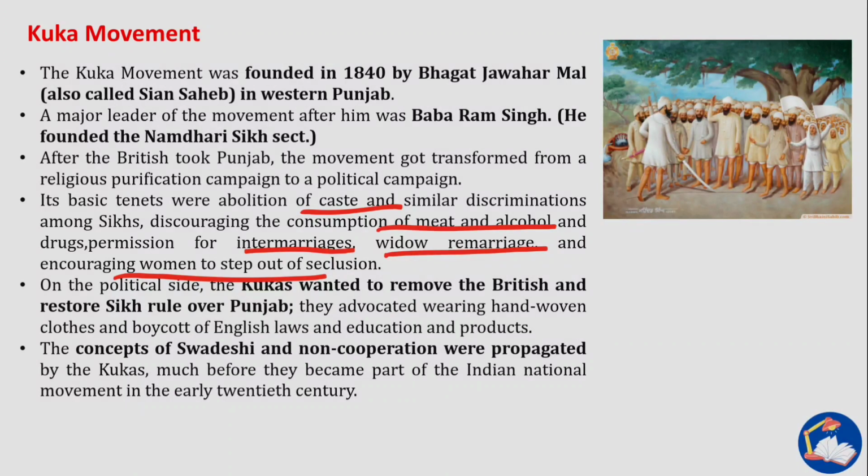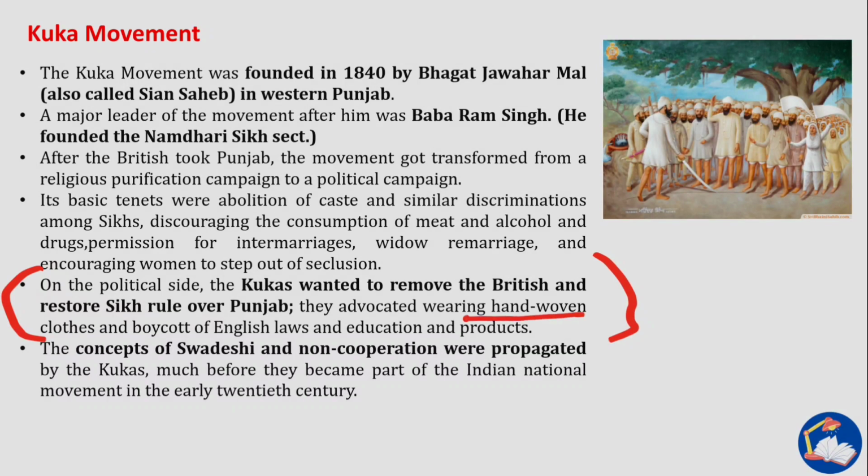On the political side, the Kukas wanted to remove the British and restore Sikh rule in Punjab. They advocated wearing hand-woven clothes and boycott of English laws, education and products. This showed that it was the first part of the Swadeshi movement. The concept of a boycott of English laws means non-cooperation. So Swadeshi and non-cooperation were both there in the Kuka movement.